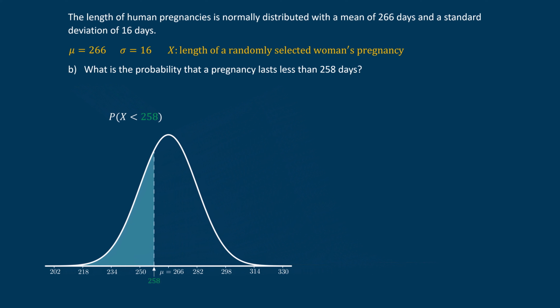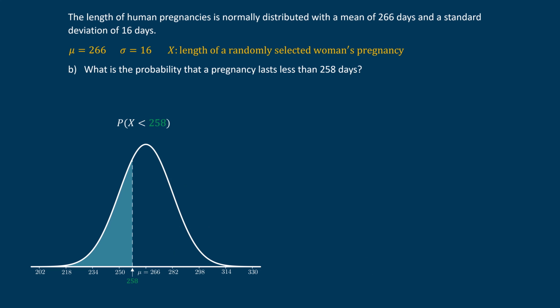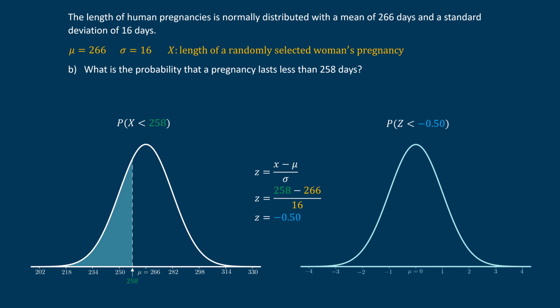Now let's go ahead and convert 258 to a z-score using the formula z equals x minus mu divided by sigma. Plugging in the values for x, mu, and sigma, we get 258 minus 266 divided by 16, and that equals negative 0.50. The probability that x is less than 258 is the same as the probability that z is less than negative 0.50. So we graph the standard normal distribution, label it, and shade the region that corresponds to the probability. Here we shade the region to the left of negative 0.50.